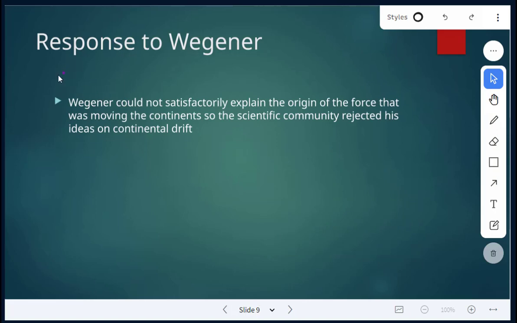The response to Wegener wasn't a positive response. He could not satisfactorily explain the origin of the force that was moving the continents. So, the scientific community back then rejected his ideas on continental drift.